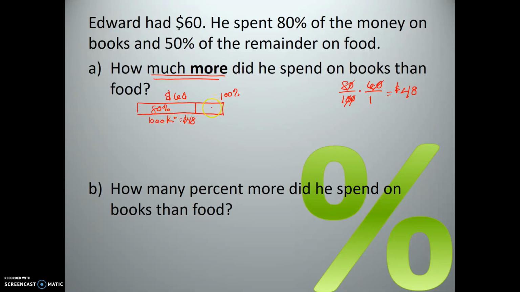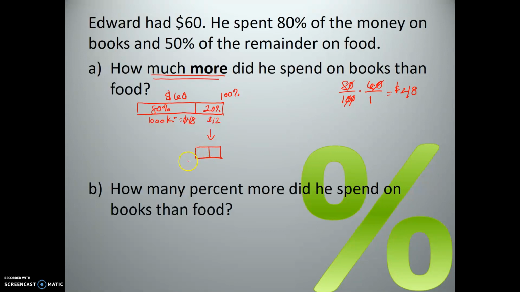Well, if he spent 80% of his money on books, that means he had 20% left over, right? We could do this one of two ways. We also know that if he spent $48 on books, 60 minus 48 would be 12, so this dollar amount down here would be $12. And then we could find 50% of $12, which would equal $6. So that's not hard at all, right? But I want to make sure that we are reviewing how to do the remainder problems. So I'm going to do this the slightly longer way.